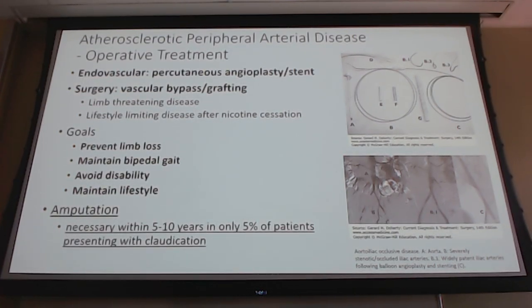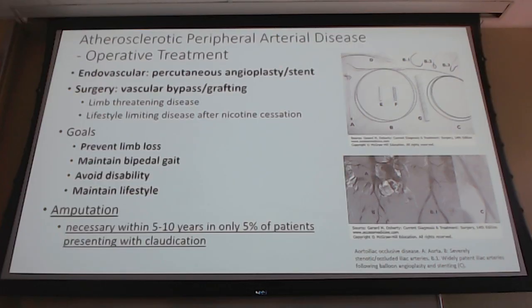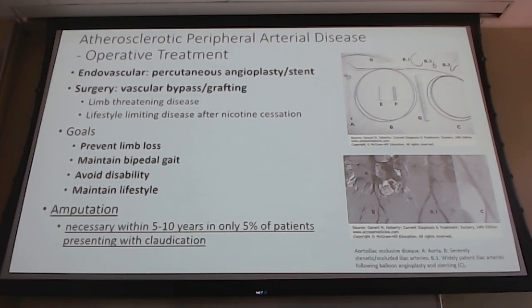Okay, operative treatment. What are we going to do about it? Okay, there's a couple different ways we can do this. The first way we'll try is an endovascular approach. Okay, we'll go through the femoral artery. Okay, and try to do an angioplasty and or stenting within the area that is closed down. Okay. If the limb is being threatened, they're already in that critical limb ischemia. Okay. We will most likely do a bypass.